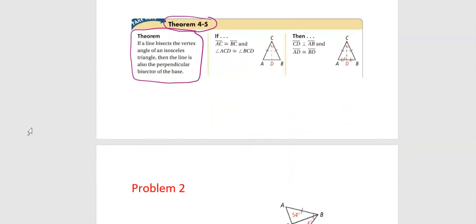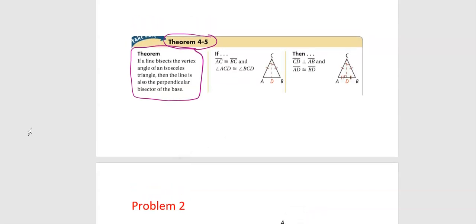Okay, theorem 4.5. If a line bisects the vertex angle of an isosceles triangle, then the line is also perpendicular to the bisector of the base. There's a lot going on in that theorem right there. I'm going to make this one a little bit bigger again.